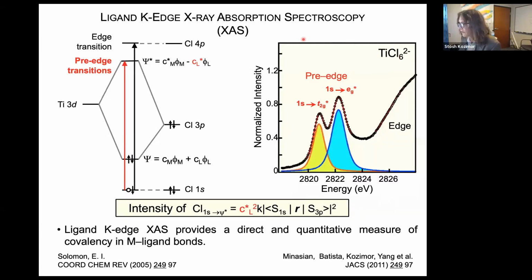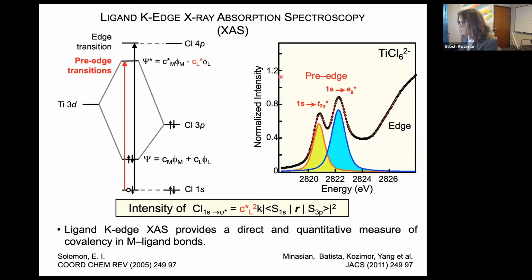This over here on the right is a typical XAS measurement at the chlorine K-edge for titanium hexachloride 2-. This is titanium +4. I want to walk through a little bit of detail on this so that we're all on the same page. I know that this may be a little too rudimentary for this audience, but I'm going to show a lot of these types of plots, and I want to make sure you understand what I think is important.